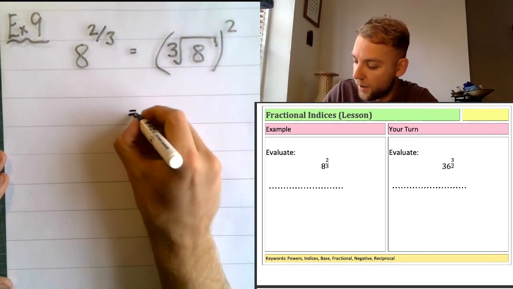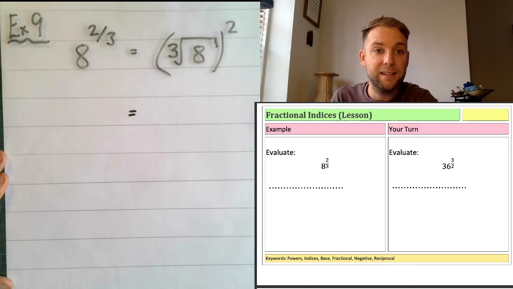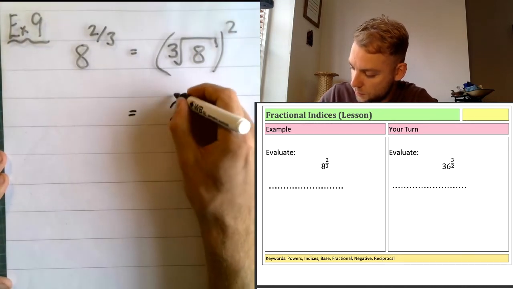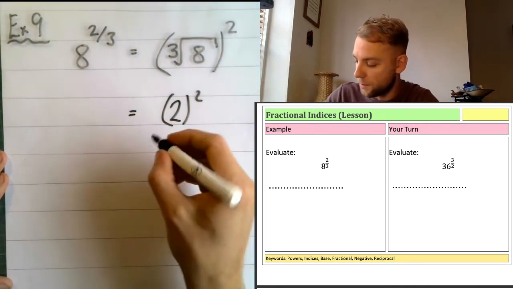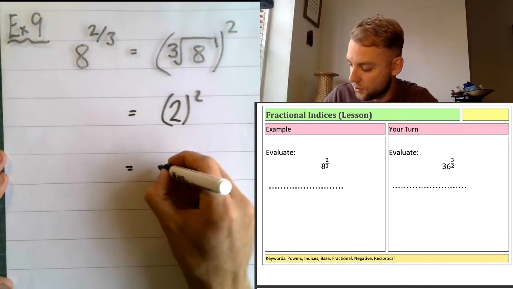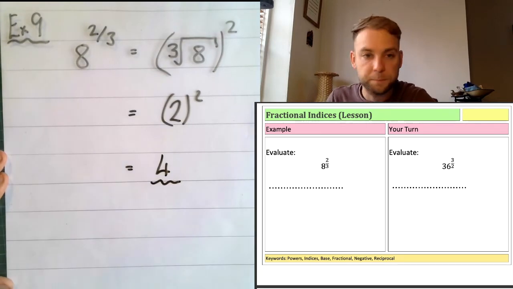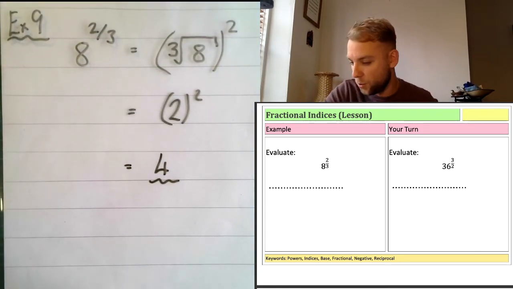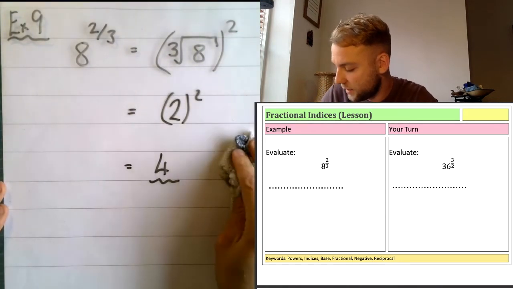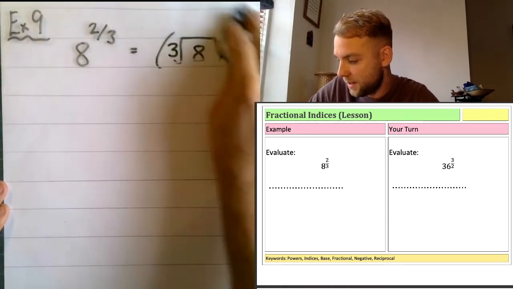What is the cube root of 8? Well, the cube root of 8 is equal to 2. Still to the power of 2, so you've done inside the bracket. And then what is 2 to the power of 2? 2 squared, 2 times 2 is 4. So there's your first one. If you haven't done that second one, maybe pause and do that one. You might have done it already though. I'm going to do it now anyway.